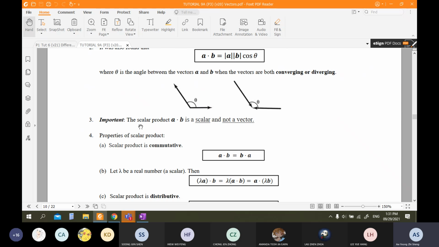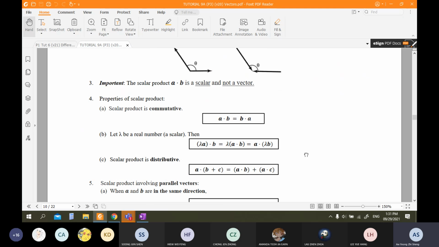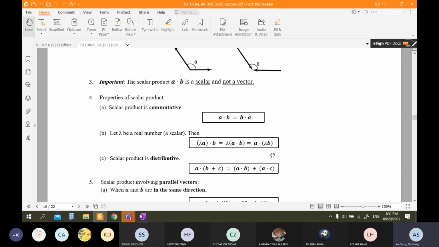Okay, point number 3, the scalar product A dot B is a scalar and not a vector. So A dot B will give you a number and not a vector. Point number 4, properties of scalar product. Scalar product is commutative. Whether or not you have heard the word commutative before is not important. Commutative simply means you can interchange the order. A dot B is the same as B dot A.